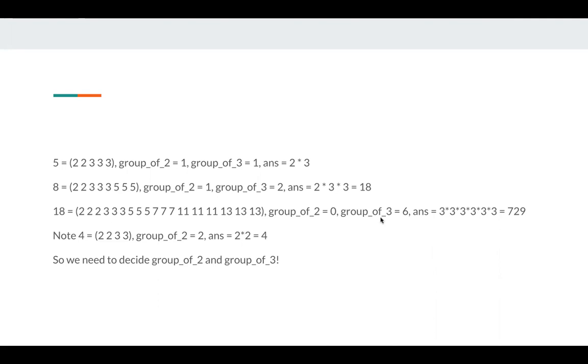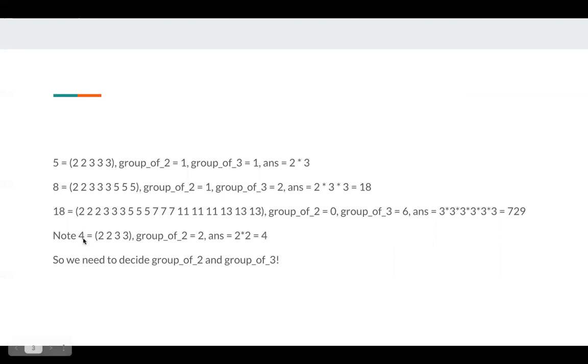You may have noticed that the best approach is a little bit greedy. We need to pick 3 as much as possible. But there's one exception, which is 4. For 4, if we choose 2, 2, 2, 3, the answer is 3 multiplied by 1, which is 3. If we choose 2, 2, 3, 3, the answer is 2 multiplied by 2, which is 4. So 4 is the exception.